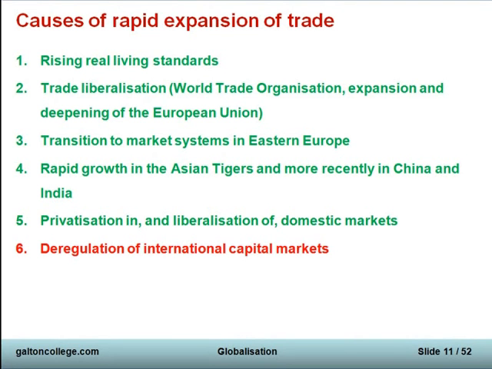There's also been a deregulation of international capital markets. It's easy now to move capital from one country to another. It's not entirely free. Some countries still hang on to some practices. So, for example, it may be easy to invest in India, but it might be more difficult to repatriate profits or to take the capital back out of the country.